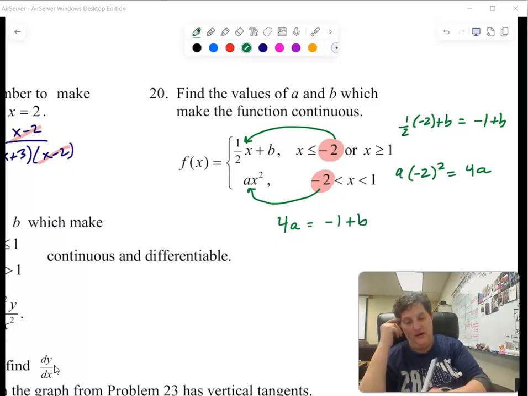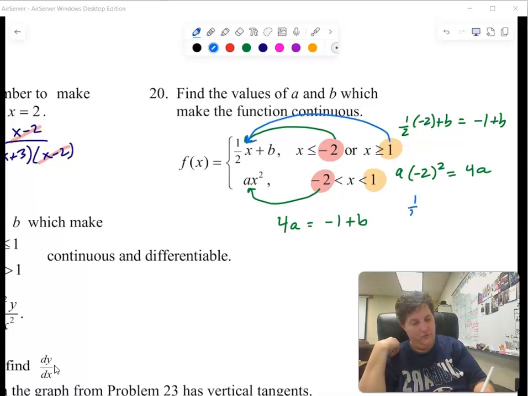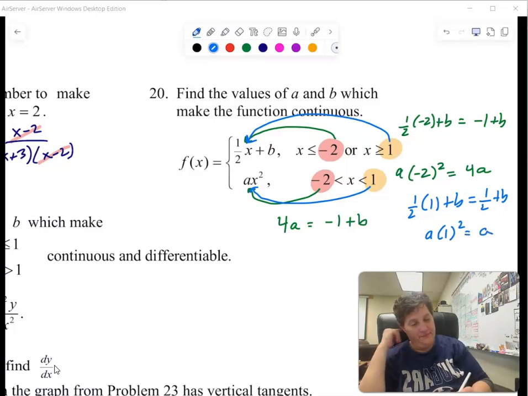Okay. Now I'm going to do another equation, this time seeing what happens at 1. Where will they meet up? So if I plug in 1 right there, I get 1/2 times 1 plus b, that's 1/2 plus b. And if I plug in 1 right there, I get a times 1 squared, which is a. So my next equation is a equals 1/2 plus b.